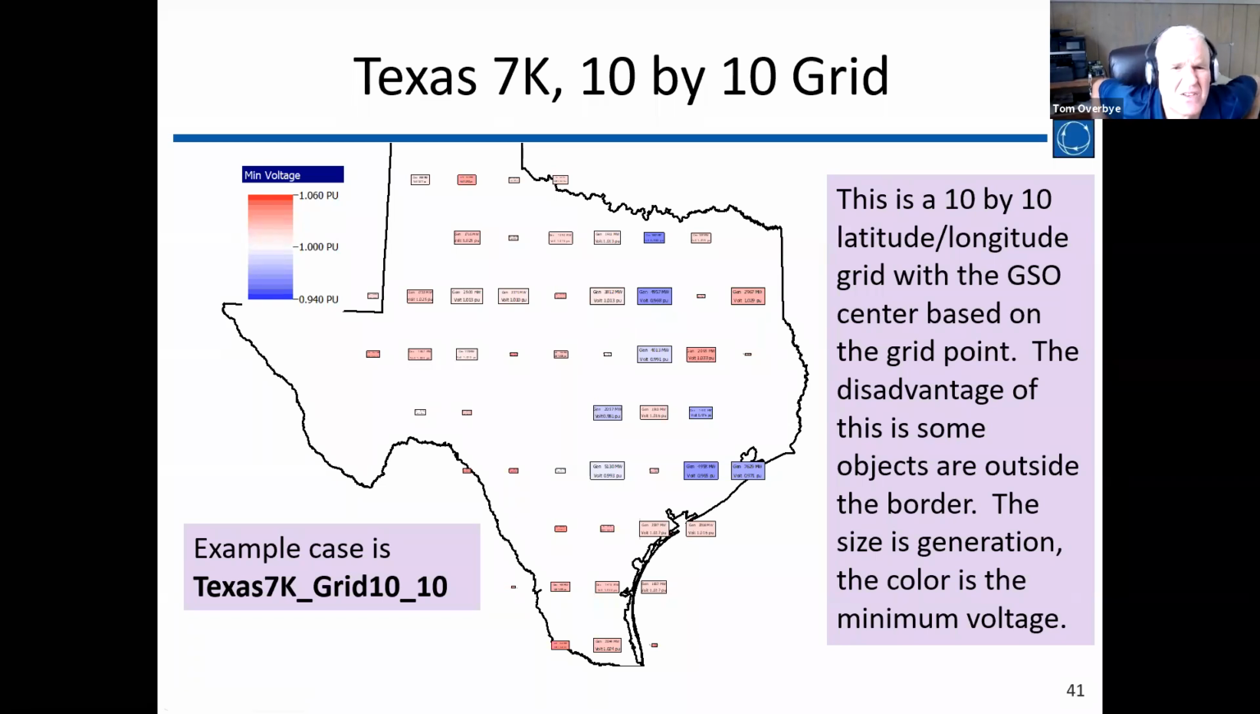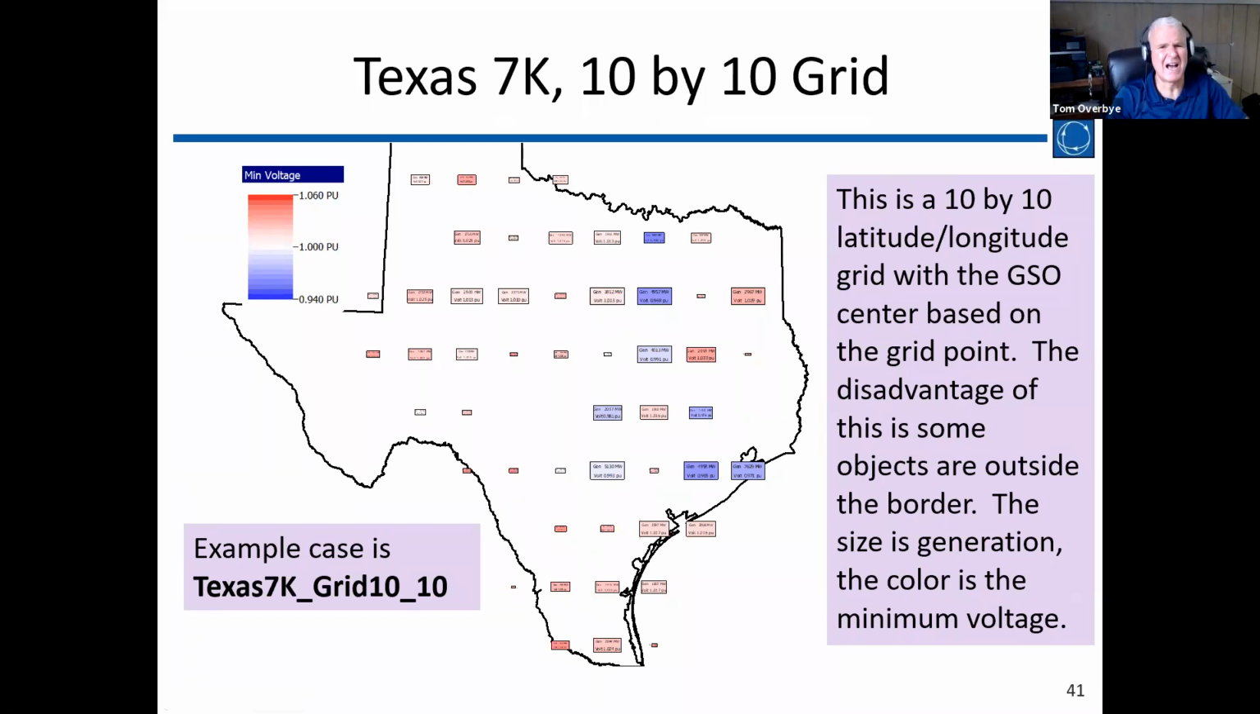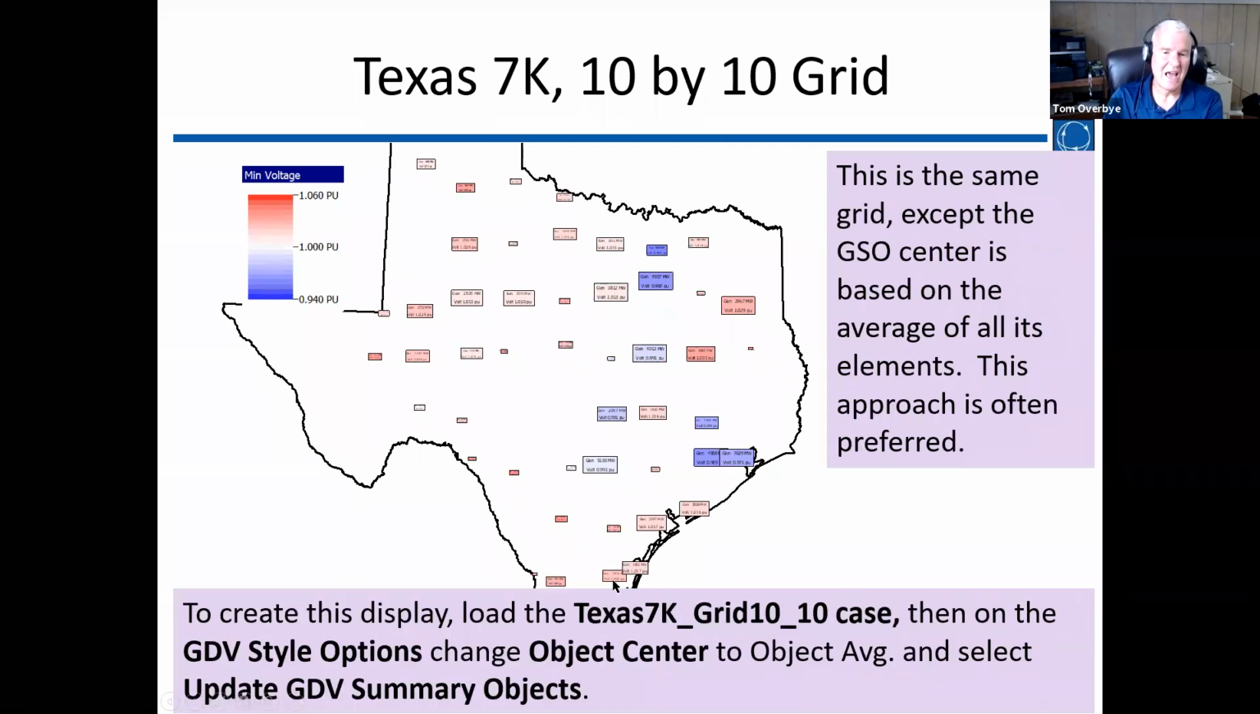Now, I think I've got this one set up so the size is proportional to the generation, and then I set the color based upon the minimum voltages of all the buses in that grid point. Because I'm using the grid center, some of them appear off in the Gulf of Mexico. If you don't like that, you can just set them up to be based on the geographic center of the elements in the cell. And of course, none of our buses are actually in the Gulf of Mexico.